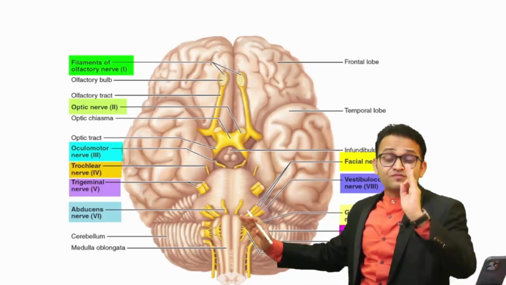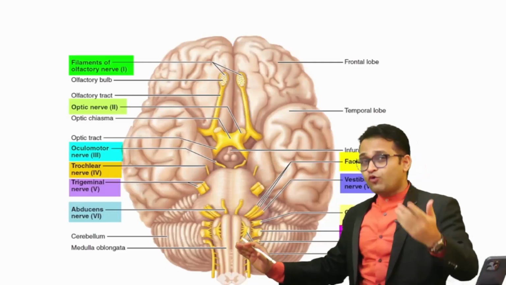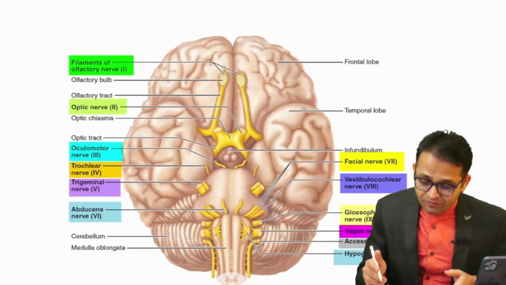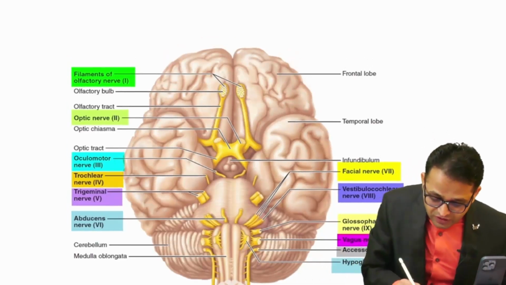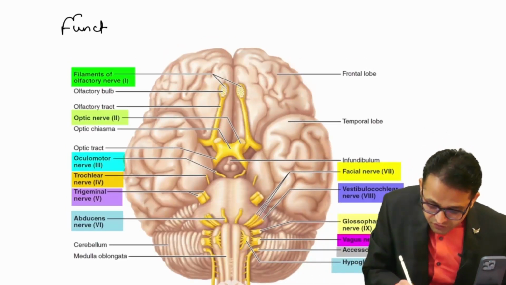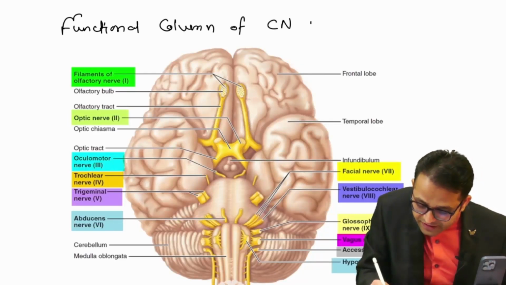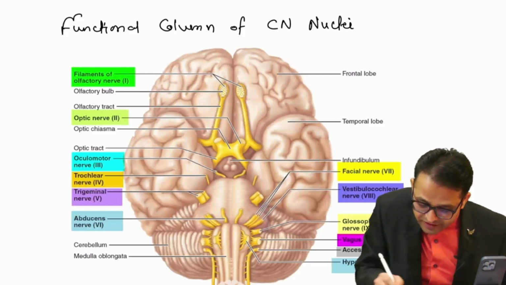We are going to talk about one very important, difficult, but very interesting topic, that is the functional column of the cranial nerve nuclei. Please watch our previous video. What is the name of today's topic? Your answer is: functional column of cranial nerve nuclei.